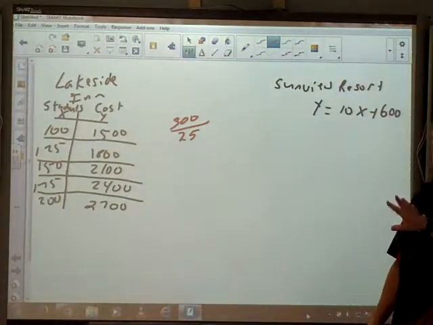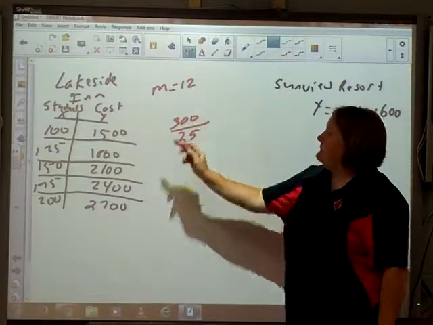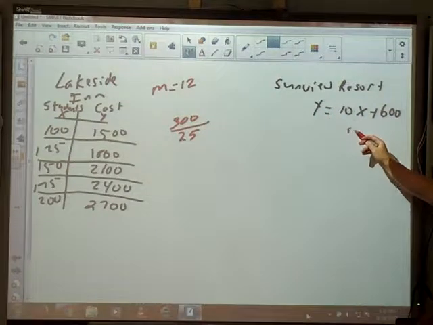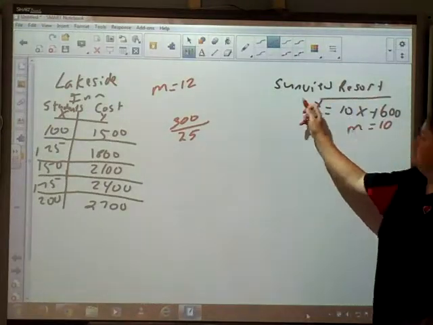Good. Everybody see what we did on that one? So this Lakeside Inn is charging $12 a student. Sunview Resort is charging $10 a student. So for our first few answers, which one's cheaper per student? Sunview.